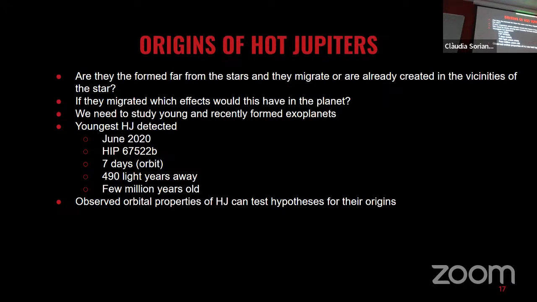But in order to answer this question, one of the things that we can do is try to study some of these hot Jupiters, which are young. So one of the most interesting hot Jupiters known so far that can help us to answer this question is HIPS-67522b. It was discovered in June 2020. And it's characterized by having a seven-day orbit. So the peculiarity that this planet has is that it's just a few million years old. So studying the properties of this planet can help us to answer which was the formation channel that it had.